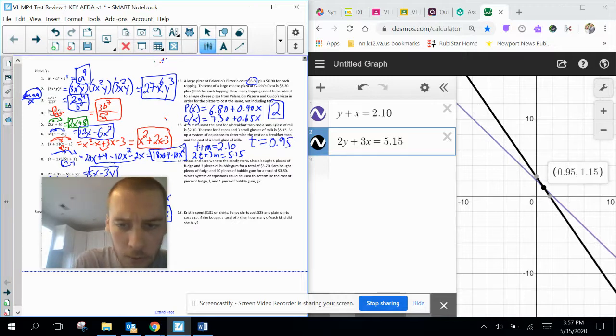Wait a second. I got it backwards, huh? We use X and Y, right? We said that a taco was Y, and we said that a milk was X. So taco is my Y value. That's $1.15. And milk, we said milk was my X value, so X value is 95 cents.